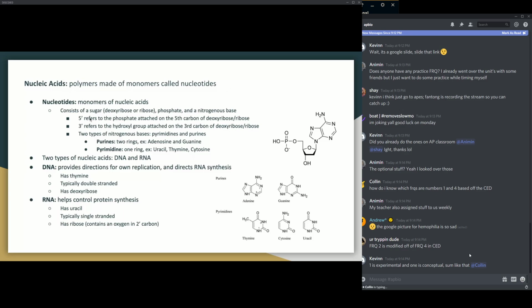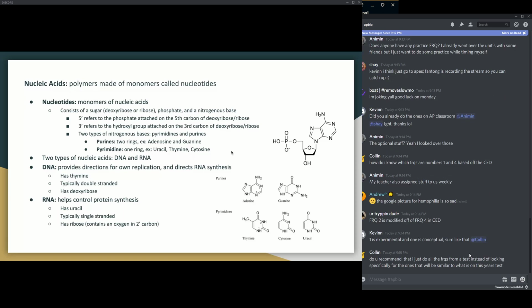Yeah, and then the next is nucleic acids, which are polymers made of monomers called nucleotides. So your nucleotides are your monomers. There's basically a sugar, which is deoxyribose or ribose, depending on whichever nucleic acid you're talking about, and you have a phosphate and a nitrogenous base.